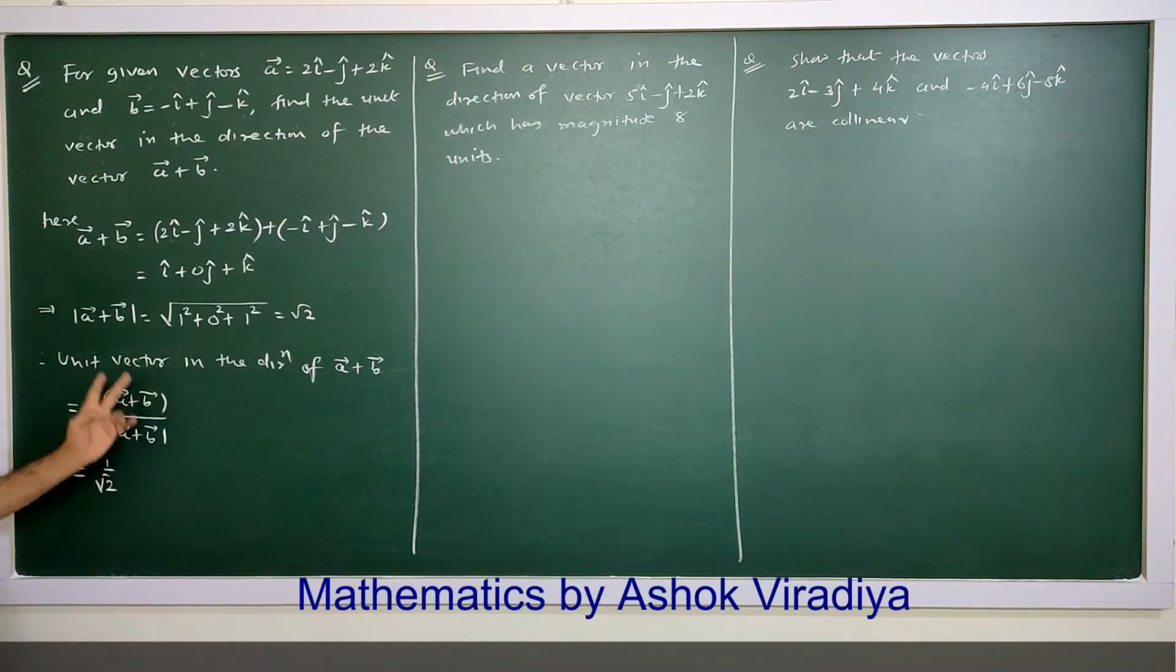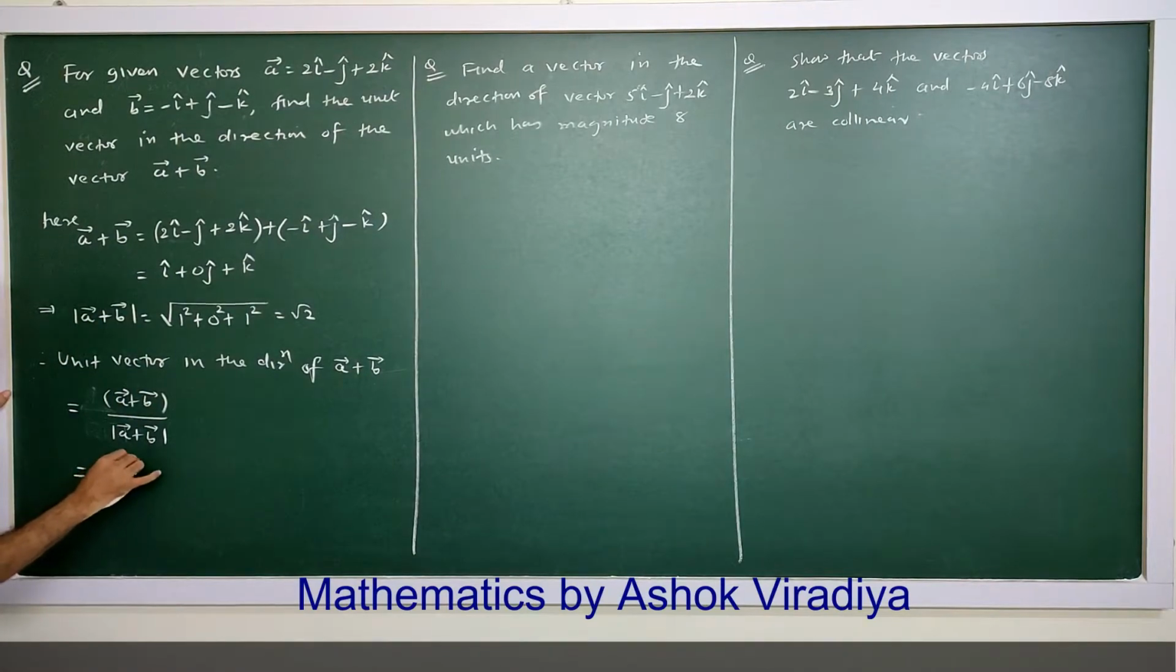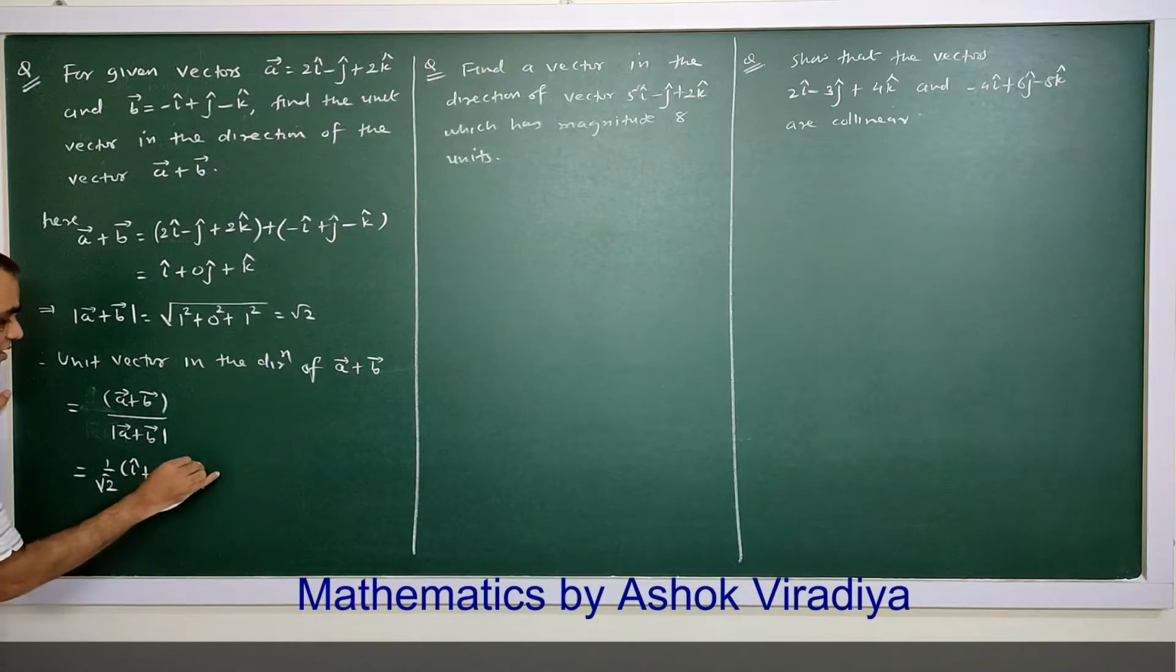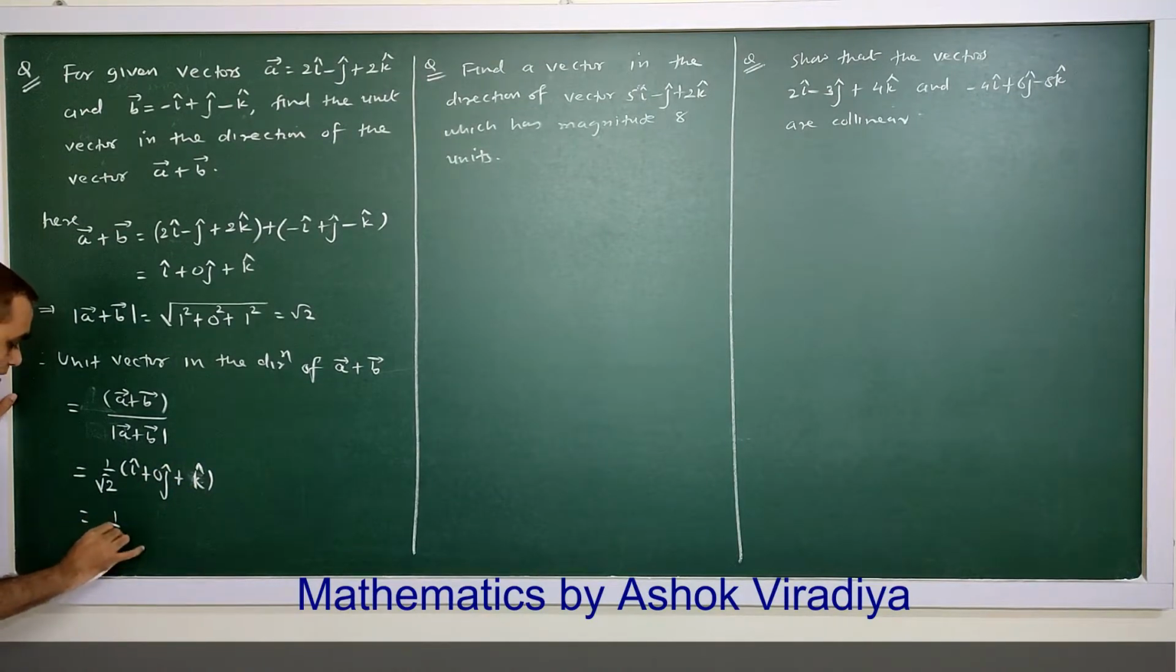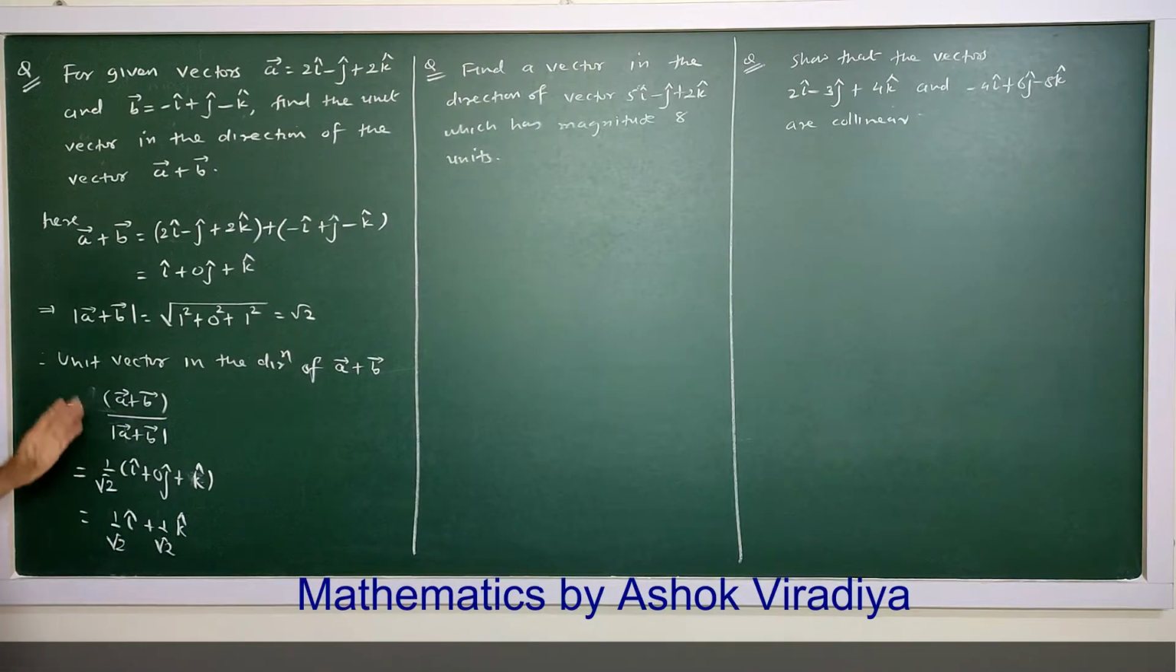and vector A plus vector B is i plus 0j plus k. So it is 1 by root 2 i plus 1 by root 2 k cap. So this is required vector.